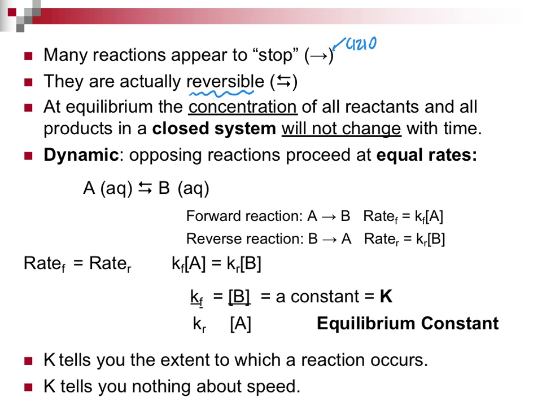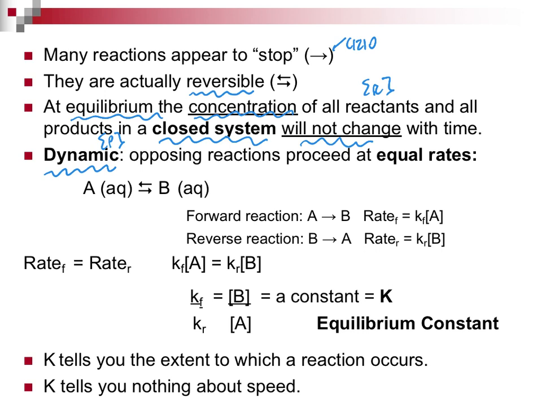And we need to say that at equilibrium, the concentration of all the reactants and all the products in a closed system will not change. That's where they level out on the graphs on the preceding slide. And it is dynamic. Again, it does not stop. The opposing reactions proceed at equal rates. Take a look at those graphs again, because that's a graphical illustration.